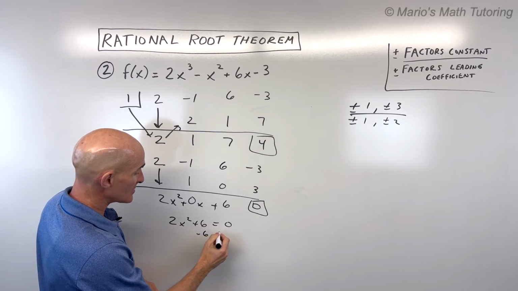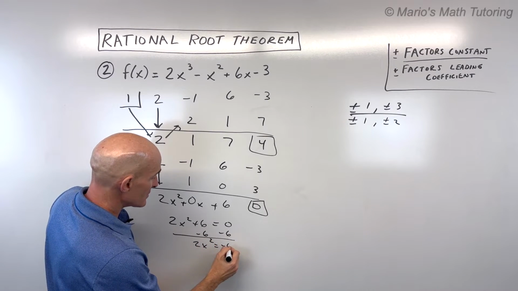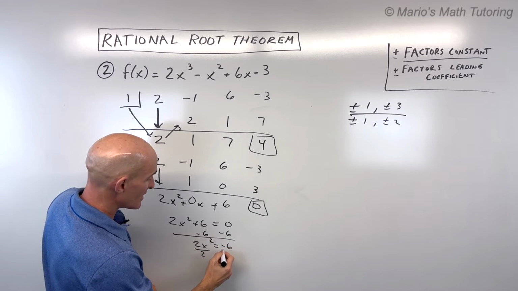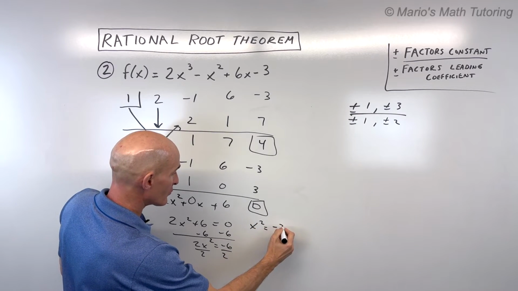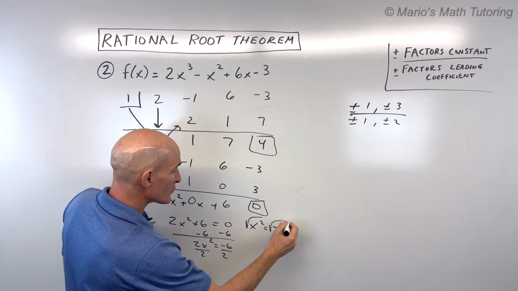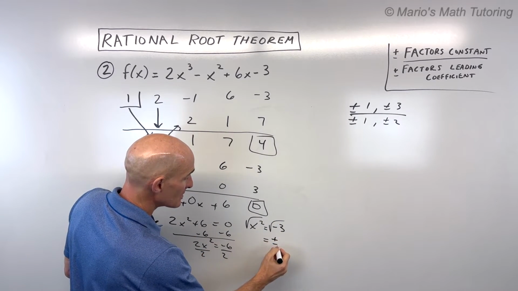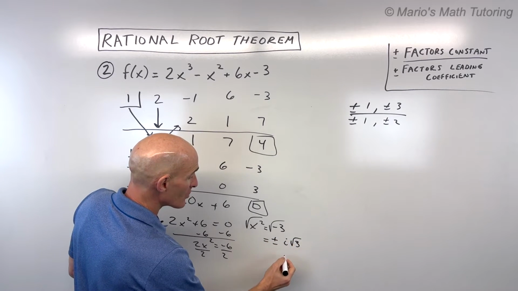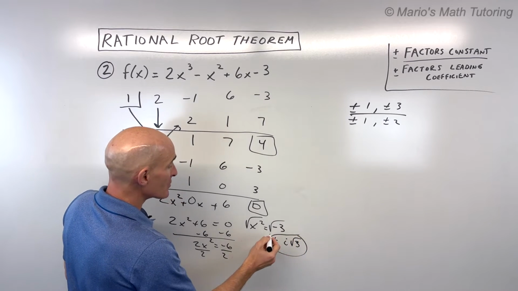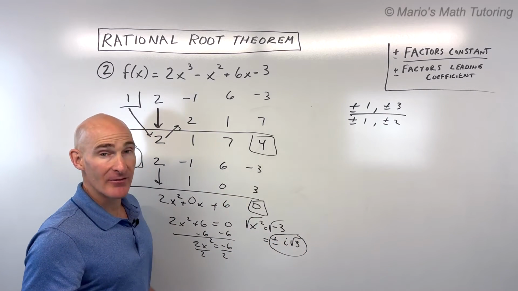So we're going to subtract 6 from both sides. That comes out to 2x squared equals -6. Divide both sides by 2. Running out of space here, so x squared is equal to -3. Take the square root of both sides. Remember, when we take the square root of both sides, we get 2 answers, plus or minus. And the square root of a negative gives us i for imaginary, square root of 3. So you can see our zeros here are 1/2, i root 3, and -i root 3.